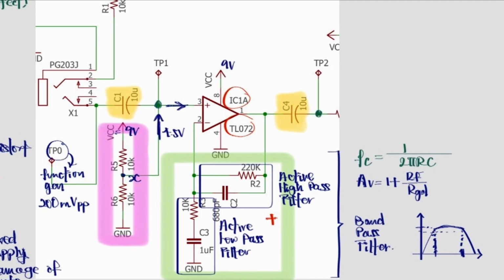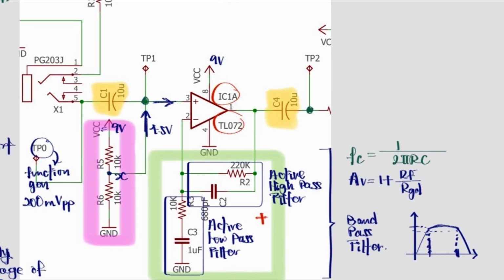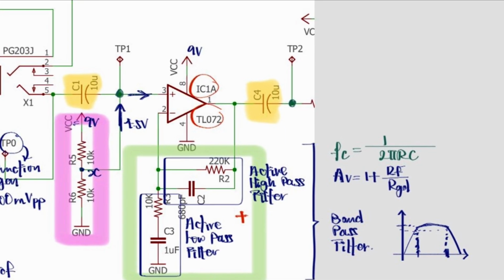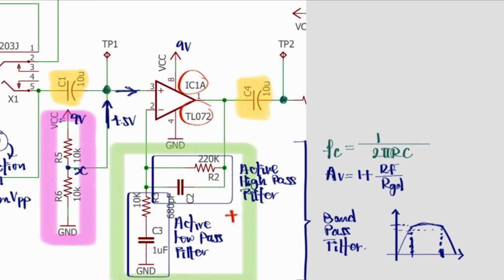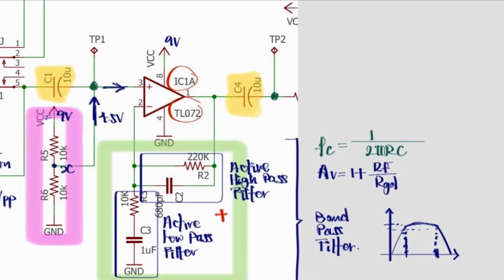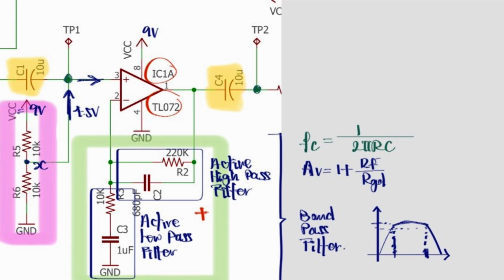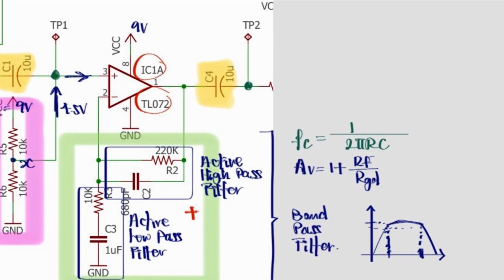passband. The formula of the voltage gain of this configuration is 1 plus the feedback resistor over the ground resistor. The formula of each frequency cutoff point for each active filter is 1 over 2 pi times resistance times capacitance. The capacitor C4 of 10 microfarads at the output of the amplifier is to couple it to the next stage later on and also remove any DC signals, still letting only AC signals pass.